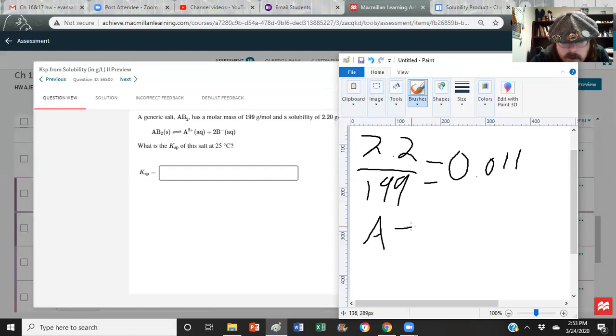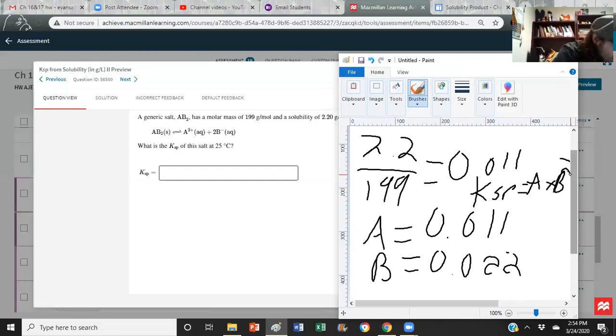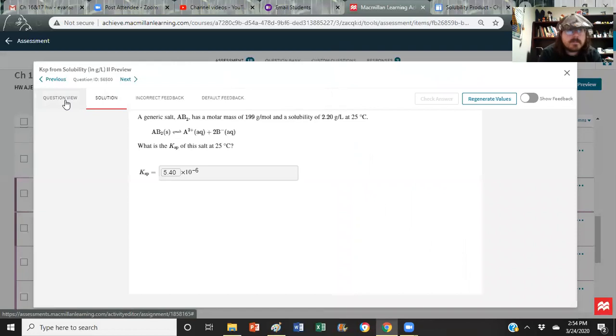So A concentration is 0.011. B would have to be double that, 0.022. And so the KSP is going to be equal to A times B squared. So 0.011 times 0.022 squared. So you get something like 5.35 times 10 to the negative 6.